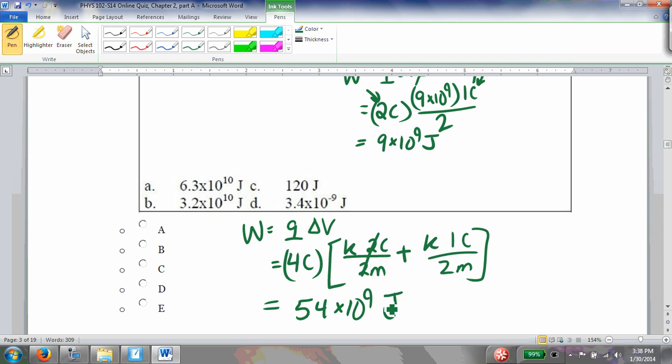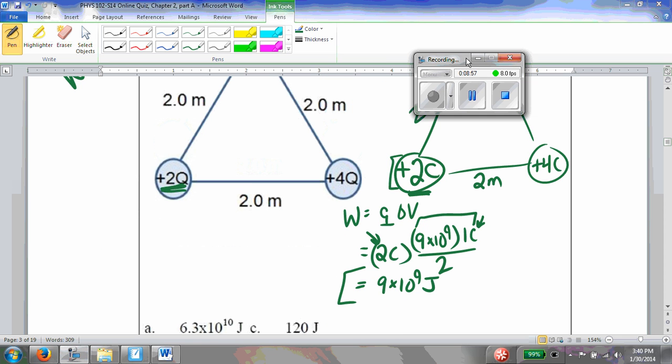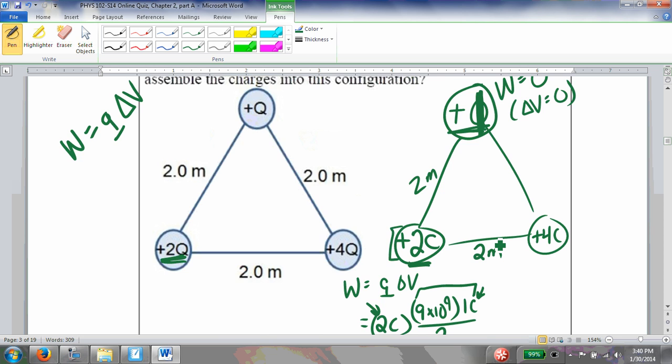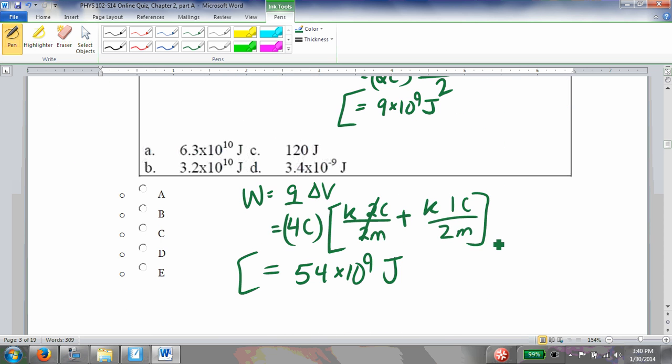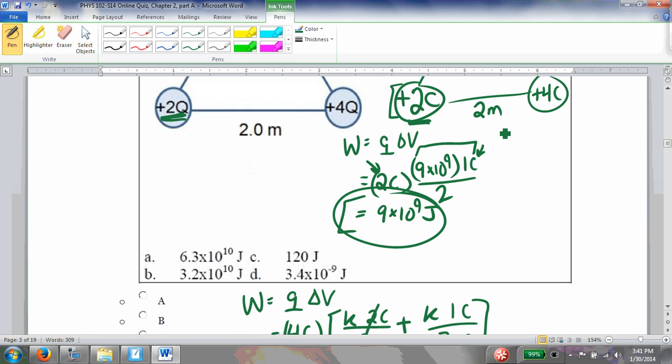Now I want to add up all the work. So I take this work, which is the work required to bring in that 2nd charge, this work, the work required to bring in the 3rd charge, and then of course this work, the work required to bring in the 1st charge, and add all 3 of those up. 9 times 10 to the 9th is 54 times 10 to the 9th. That's going to be A, 6.3 times 10 to the 10th. So just adding up all those works.